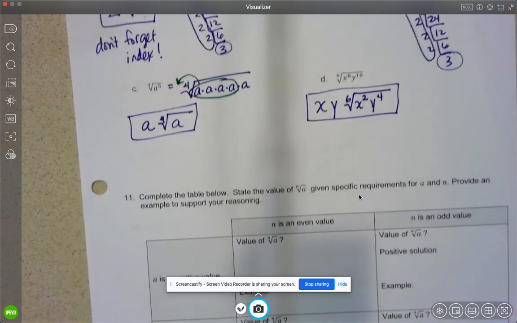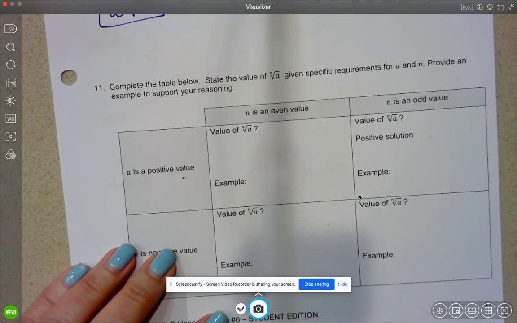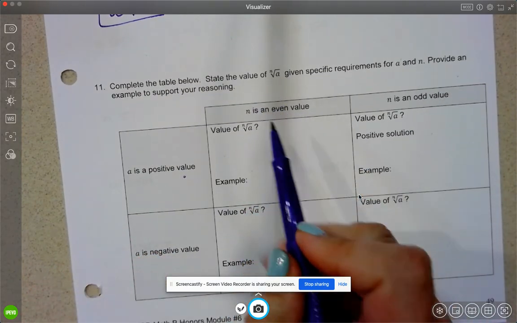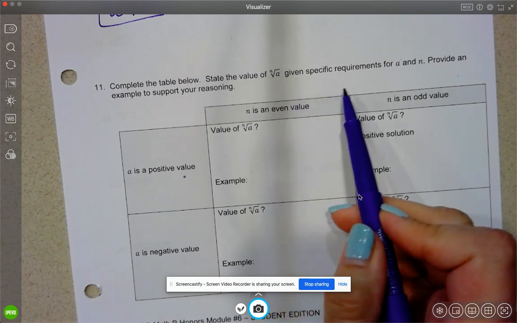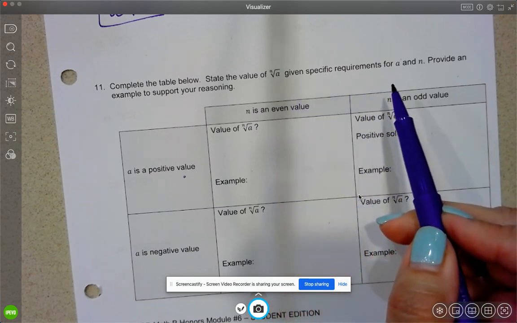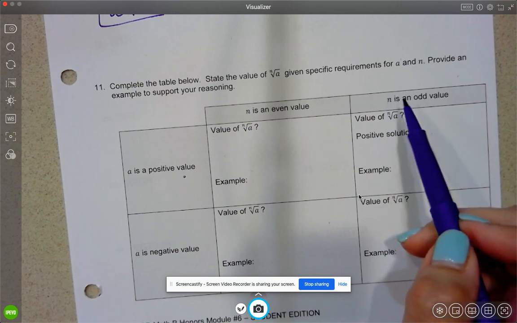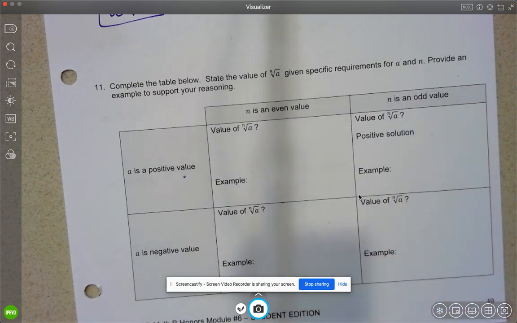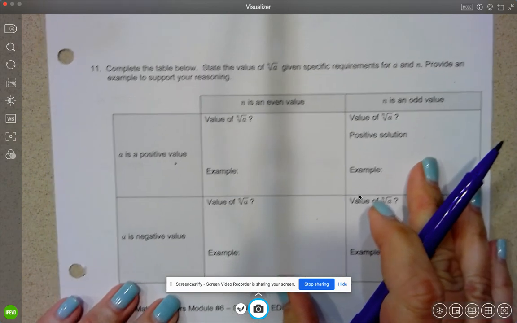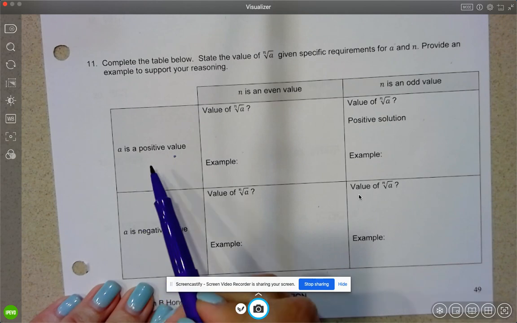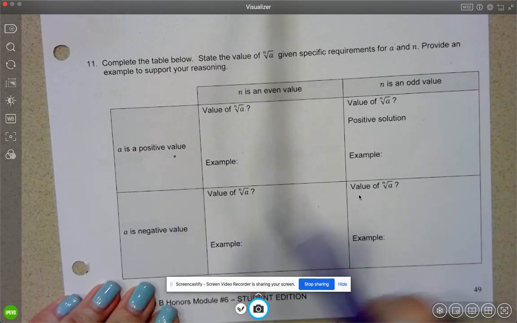So complete the table below and state the value of the nth root of a given specific requirements for a and n. Provide an example to support your reasoning. So this chart is to help you generalize, to summarize when something is a positive value, a negative value, what my result is going to be.